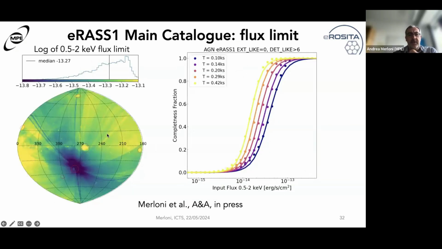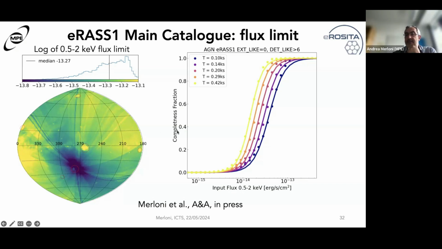This is a plot that shows how this non-uniform exposure map translates into a non-uniform flux limit. So if you ask what is the flux limit of the eROSITA All-Sky Survey, this is not a question that has a simple answer. There is a distribution of flux limits depending on how deep the exposure is. Close to the south ecliptic pole, we can go much deeper. And this histogram shows the distribution of flux limit in pixels. The median is about 5 times 10 to the minus 14. This is the number I quoted before.